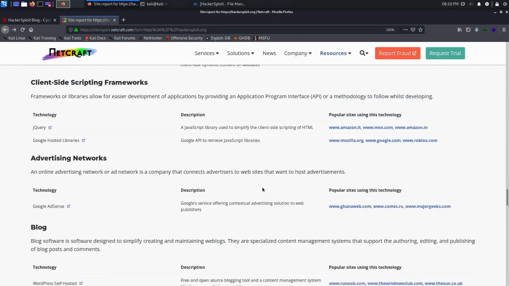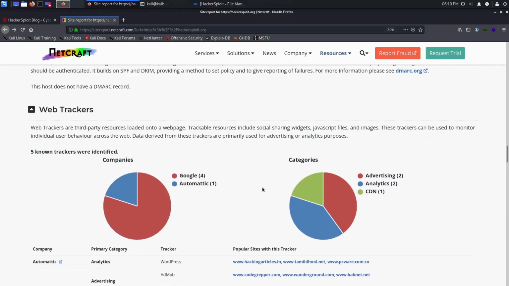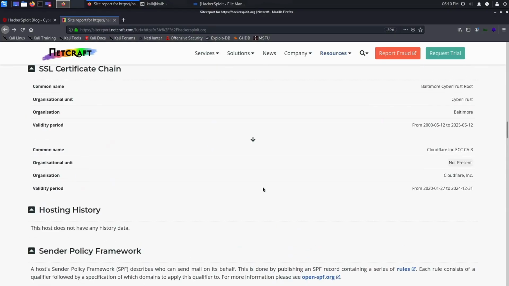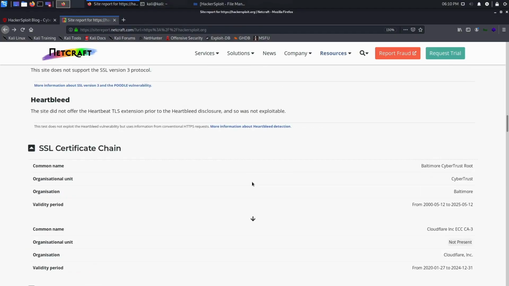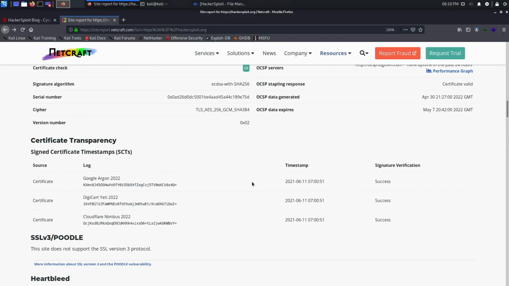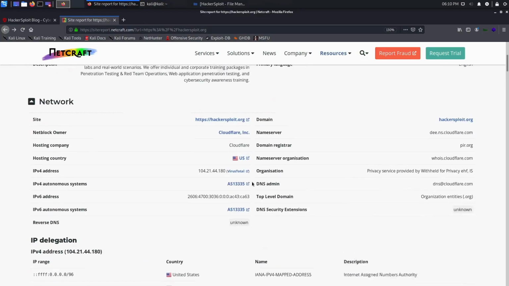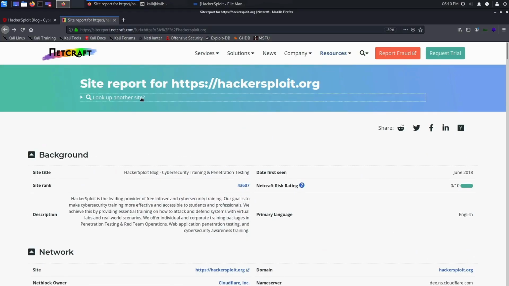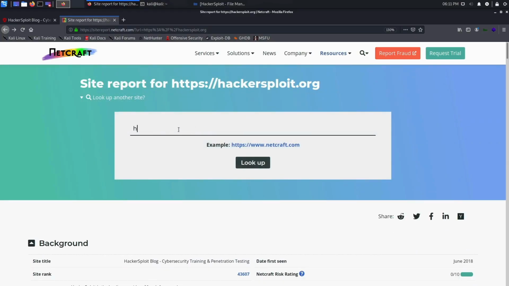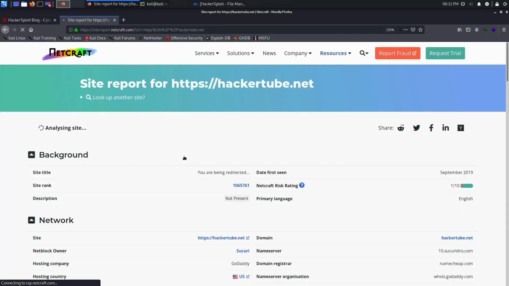So the reason I wanted to cover Netcraft is because it collates all of the information that we've been able to identify previously or in previous videos. And it gives you in a very simple, easy to consume, easy to understand format. So do take a look at Netcraft. As I said, you can perform a lookup on another site. So, I can perform another lookup on maybe a site that I own, like hackertube.net. And let's see how this is different. So I'm just going to run the lookup here, and you'll actually see the differences between the two.